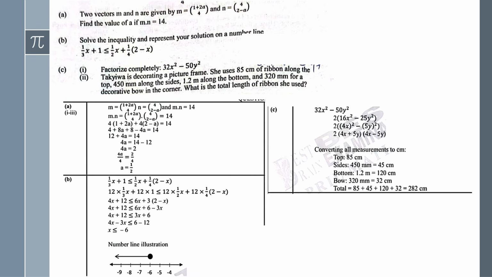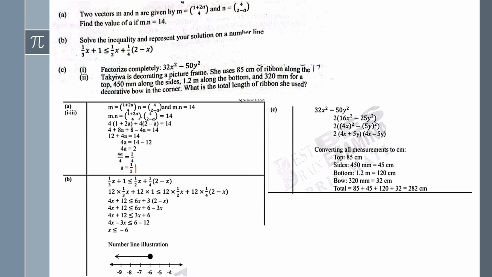So 4 times the 2a minus a. You know, this is a question on perpendicular vectors. So we'll have 4 times 1 plus 2a plus 4 times 2 minus a, all equal to 14, and then we make a the subject, and we have a is equal to 1/2.